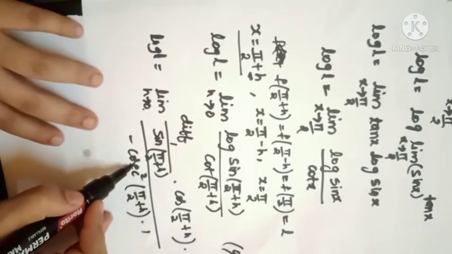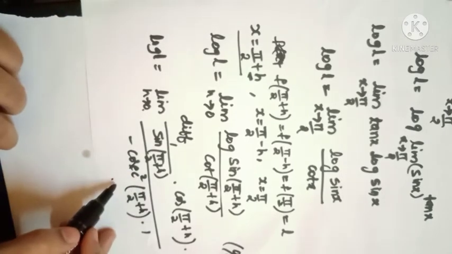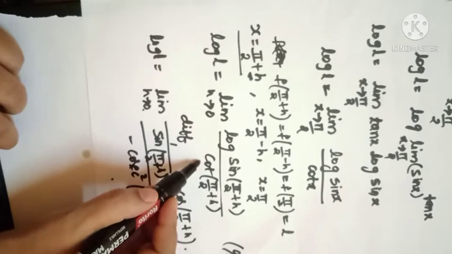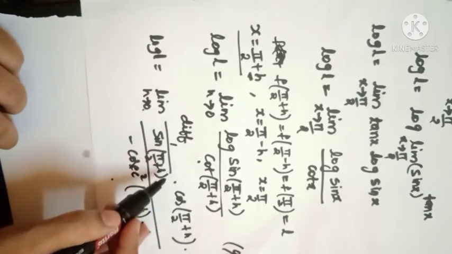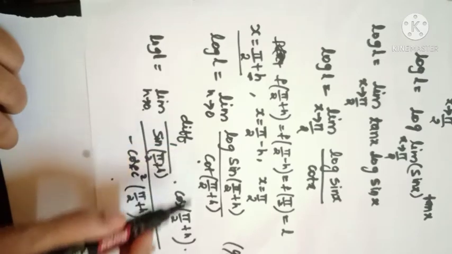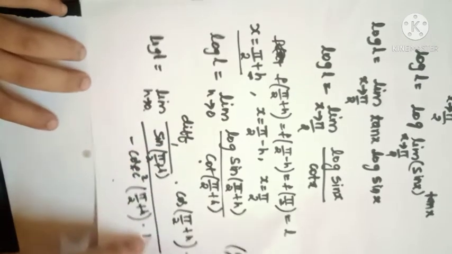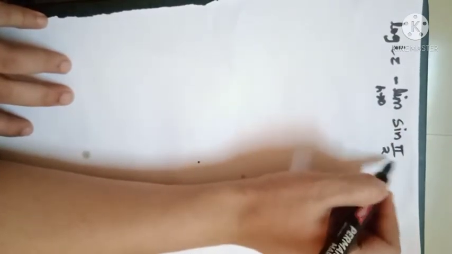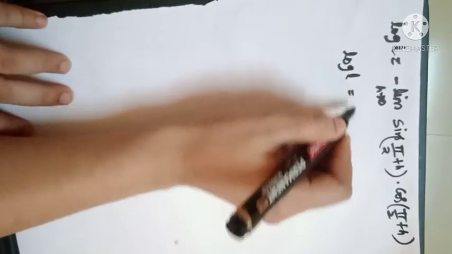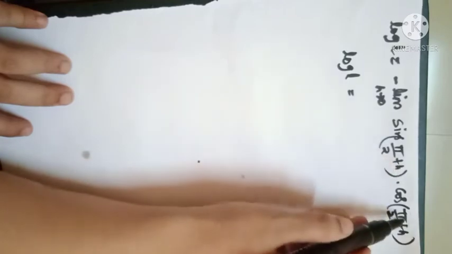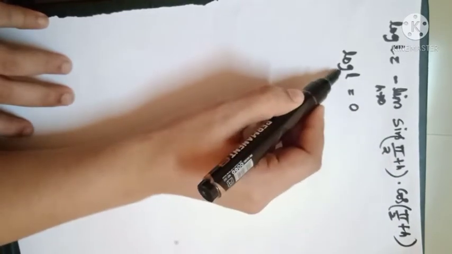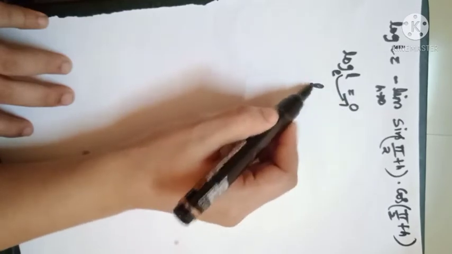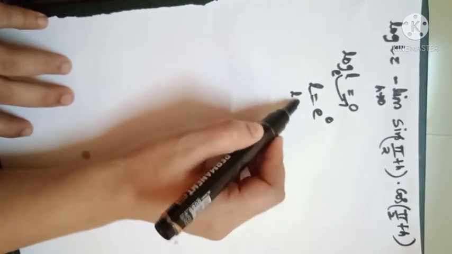So what happens here is that cosec is 1 over sin (pi by 2 plus h). It goes to the numerator and cancels with one of the sin (pi by 2 plus h). So sin (pi by 2 plus h) into cos (pi by 2 plus h) is remaining. So log L is equal to, if you apply the limit, sin 0 into cos 0, which is 0. So L is equal to e to the power of 0. So L is equal to 1.